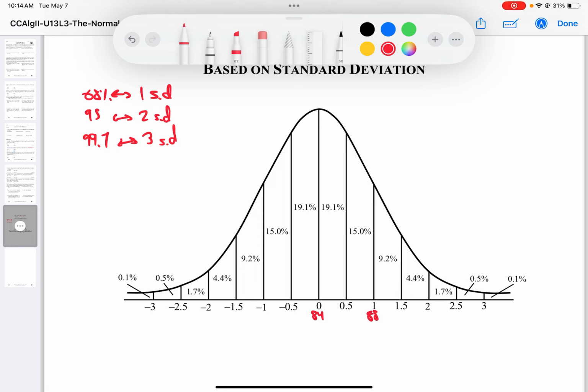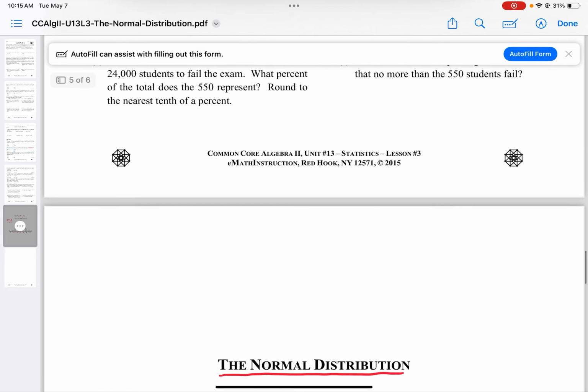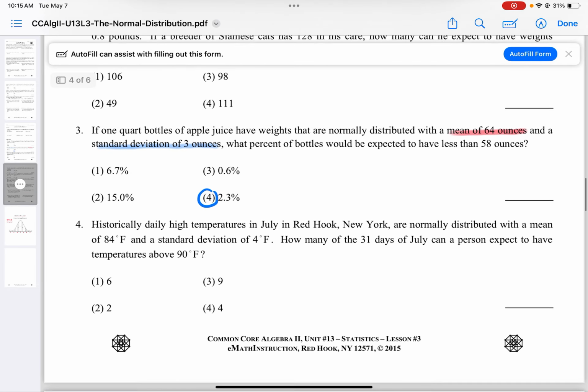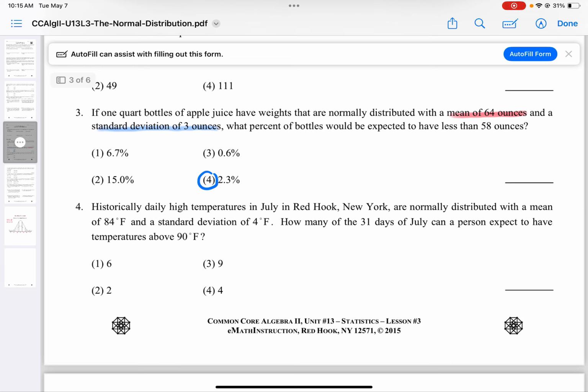So we got 88, 92. Once again, standard deviation is 4 degrees. So if I go up one standard deviation, I'm going to go up 4 degrees. 96 degrees. Then I can go down 80 degrees, 76 degrees, 72 degrees. And let's look. How many of the 31 days of July can a person expect to have temperatures above 90 degrees?